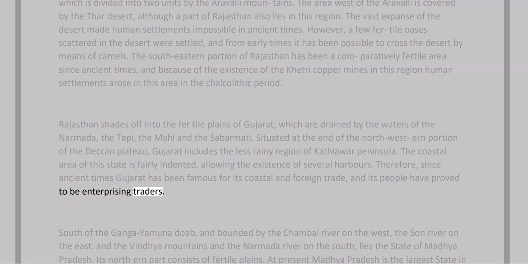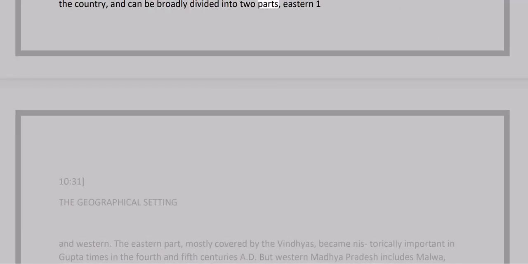South of the Ganga-Yamuna Doab, and bounded by the Chambal River on the west, the Son River on the east, and the Vindhya Mountains and the Narmada River on the south, lies the state of Madhya Pradesh. Its northern part consists of fertile plains. At present Madhya Pradesh is the largest state in the country, and can be broadly divided into two parts, eastern and western.